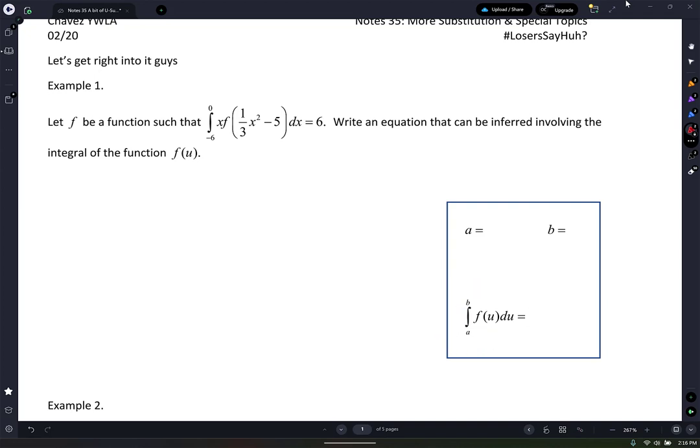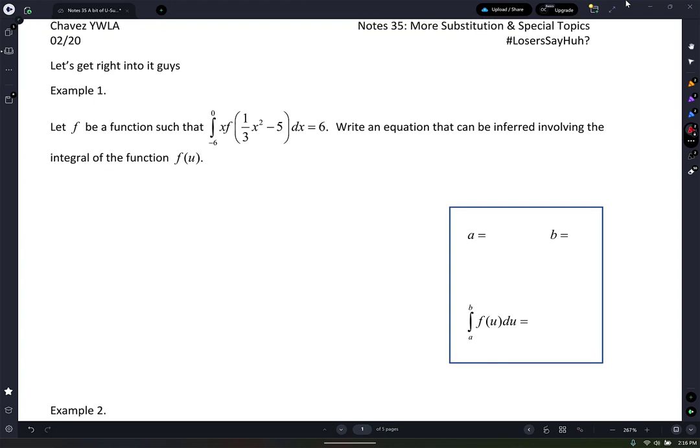So we're going to obviously do u sub. So my u value, I'm going to write u, has to equal 1 third x squared minus 5. You can write that as x squared over 3. It's the same thing. So your du is 2 thirds x dx. I don't see any mistakes. Are we still okay? All right.